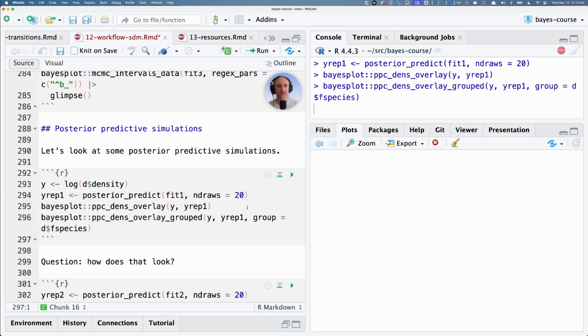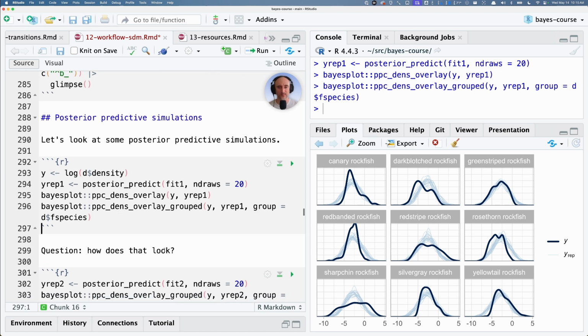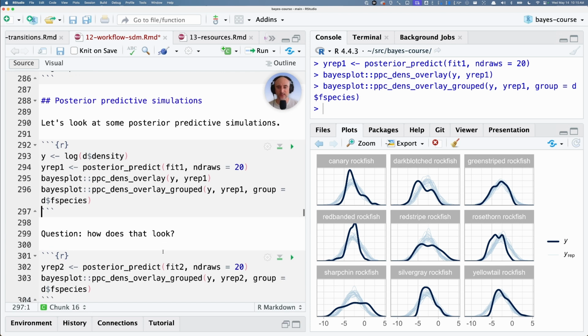So let's plot it by species. This is where we first see, oh, something has gone wrong here. This isn't great. We're not capturing the distribution at a species level for all the species. Some species, green striped rockfish, look okay. Maybe I could convince myself some of the other ones aren't terrible, but some of them are pretty far off. So there's some feature that's not being captured in that first model. As we might expect, we know there are some differences by species.